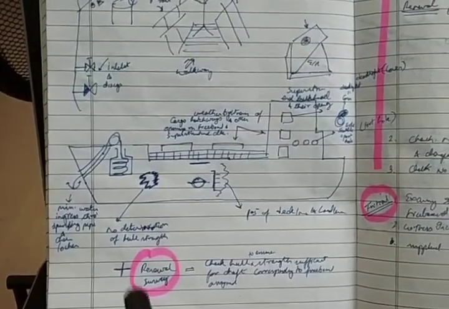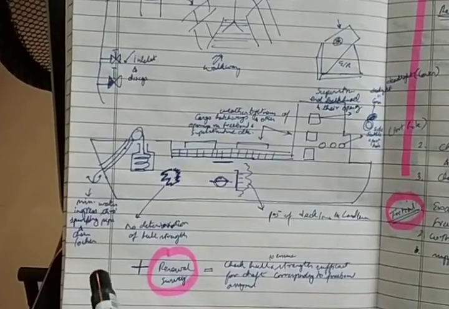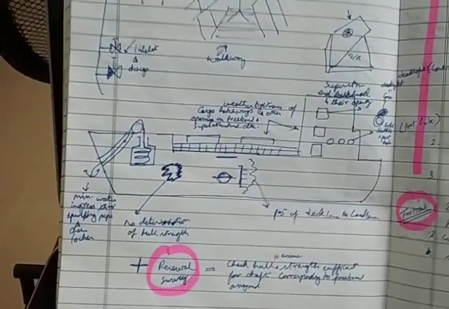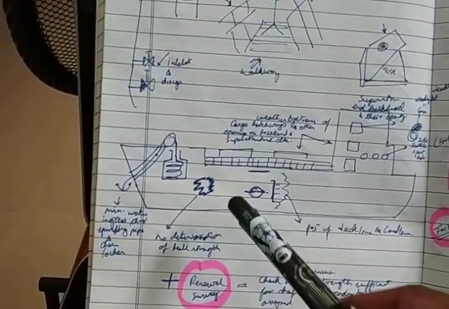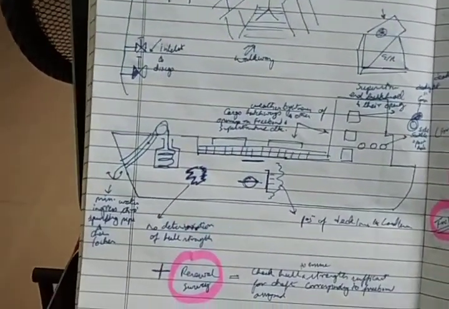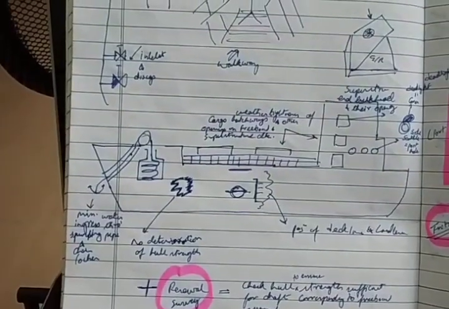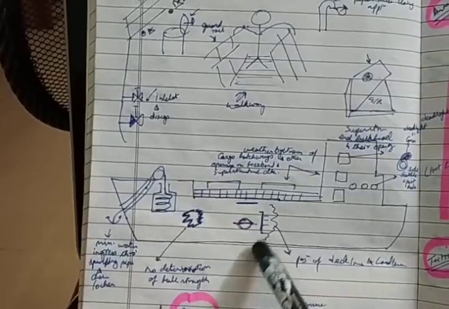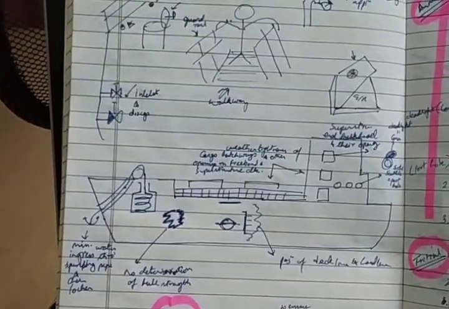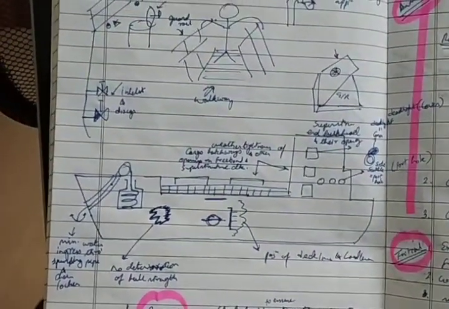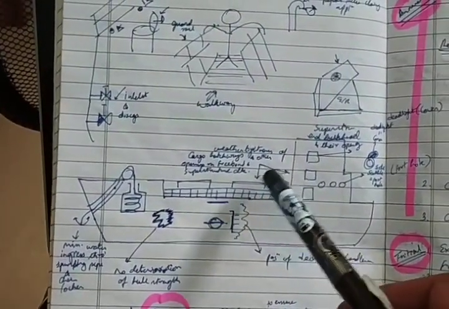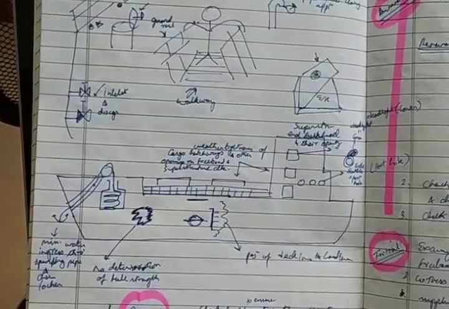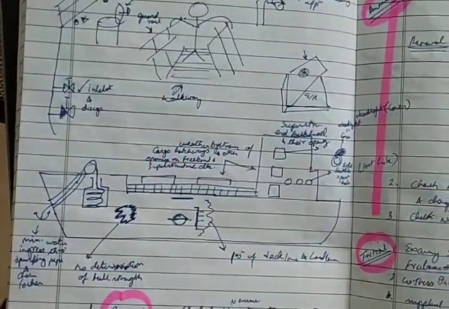Some points: this is the anchor chain. You should ensure minimum water ingress through the spurling pipe and chain locker. There is some rust here. This is just to highlight that there should be no deterioration of hull strength and no rusting. Also the position of the deck line and the load line should be properly marked. Check whether the tightness of the cargo hatchways and other openings on the freeboard and superstructure deck are proper.